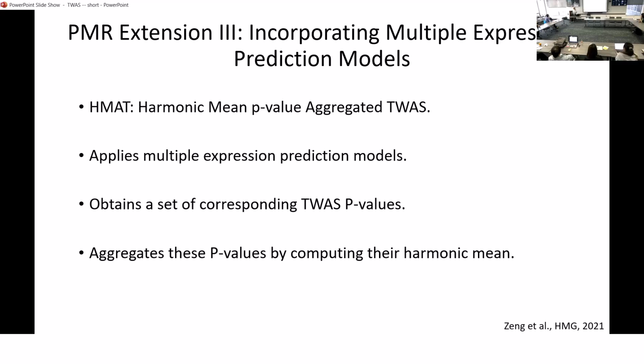The intuition is that for one gene, maybe prediction model A will work better. For another gene, prediction model B will work better. By aggregating all the prediction models, your aggregation approach will be better for every single gene. So that's our third extension.